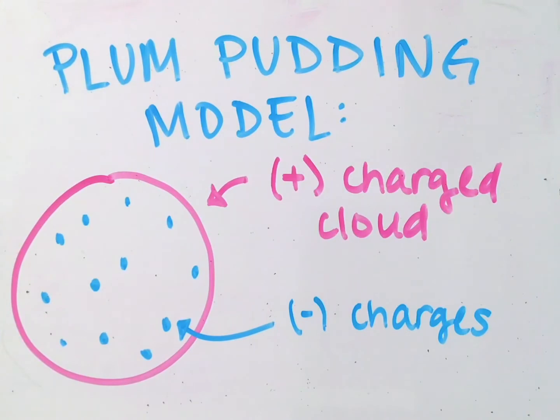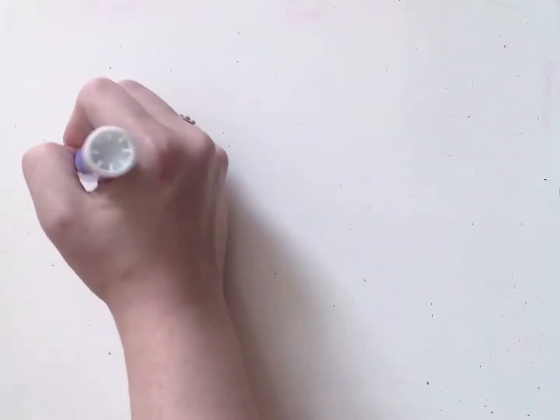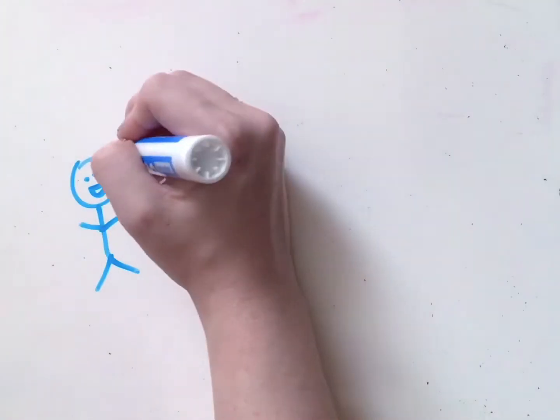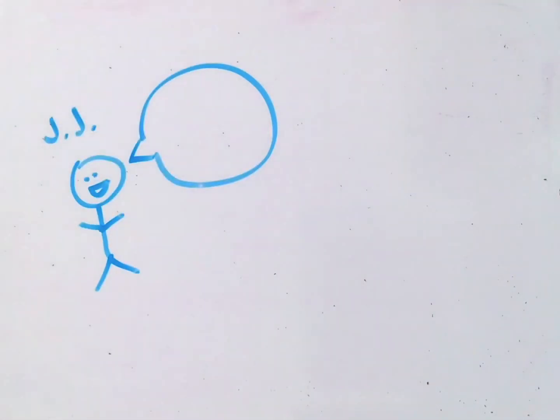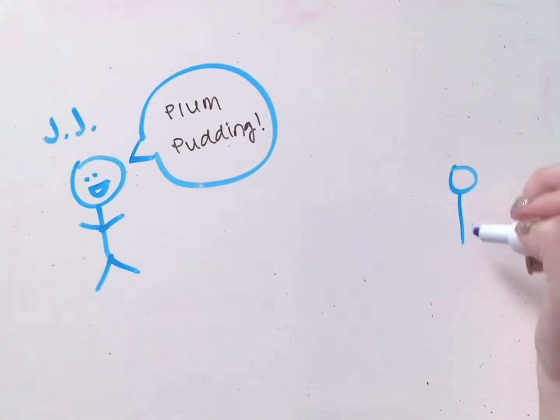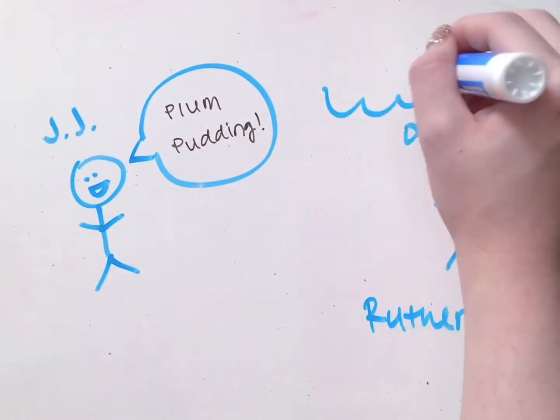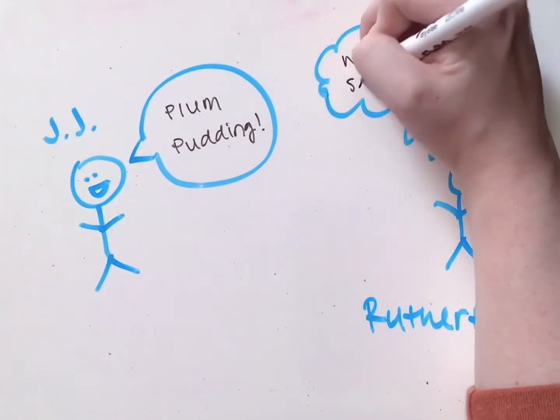like a chocolate chip cookie. The cookie is positively charged, with negatively charged chocolate chips floating in it. Now, this was just a theory, meaning it was agreed upon by most scientists, but there hadn't been any experimental findings to disprove it. In comes Ernest Rutherford. He did what any good scientist would do, and he put J.J. Thomson's plum pudding model to the test.